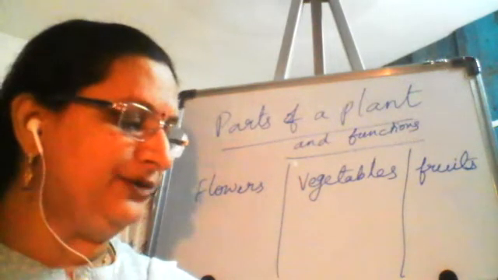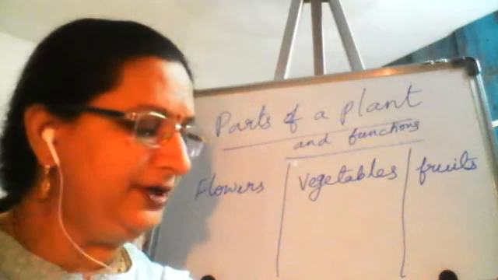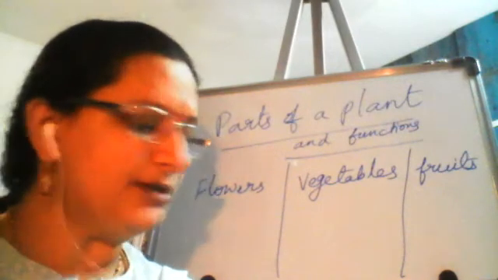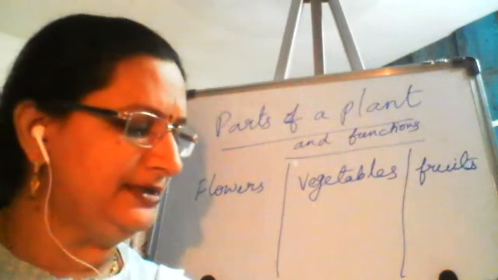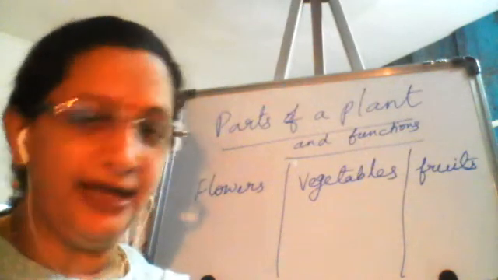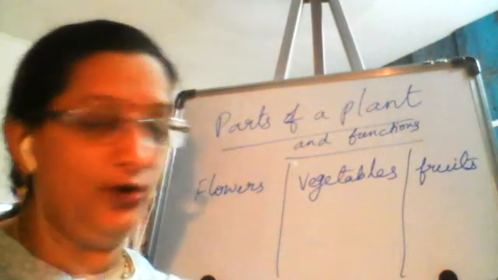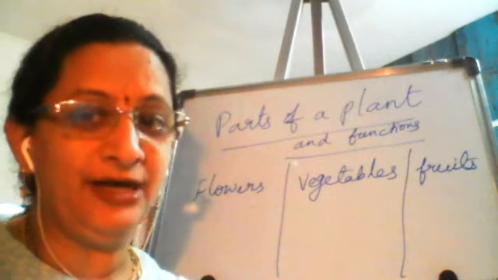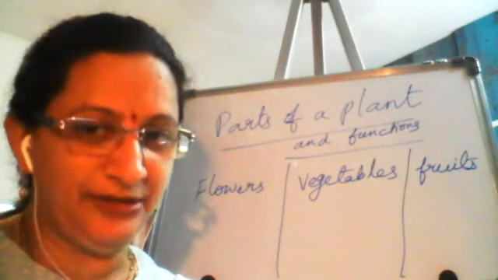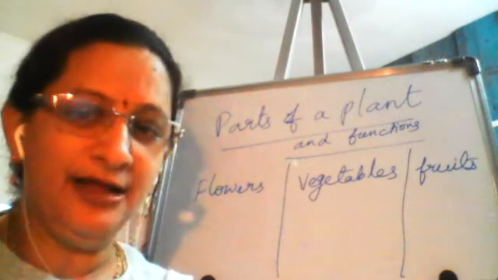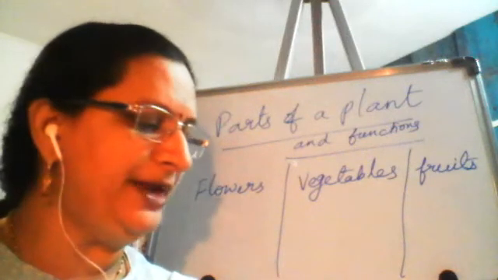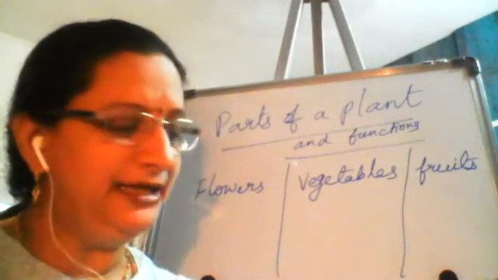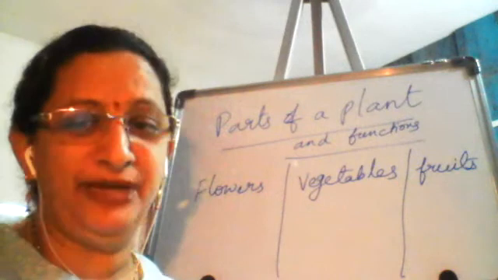So let's get back to the reading part. Put your pointer finger. Parts of a plant. This is the heading of this paragraph. So let's start our reading. Like us, plants are also living things. This we have learnt in our living and non-living chapter, that plants and animals are living things. Now, just as our body is made up of different parts, the plants also have many parts.